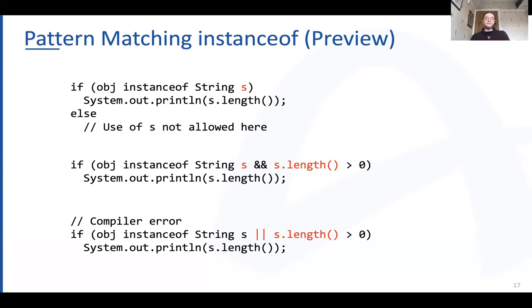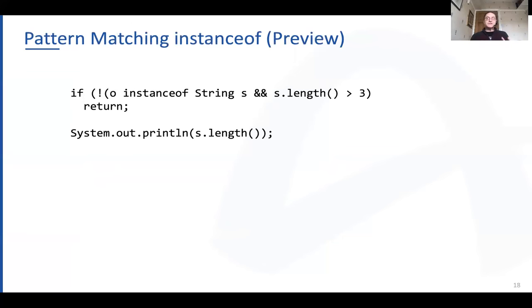Obviously, if we tried to do that with the OR operator, that wouldn't work, because in the case of the OR operator, we have to evaluate both sides of the operator, because if either side results in true, then we go through and do whatever is in the if statement. So in this case, we couldn't do that, and we get a compiler error because, even if obj wasn't a string, we would still try to call length on s and it wouldn't work.